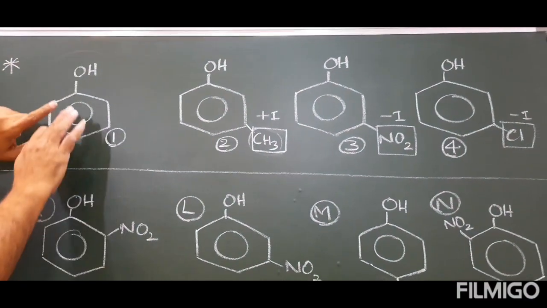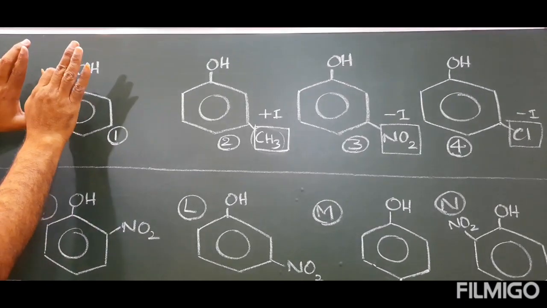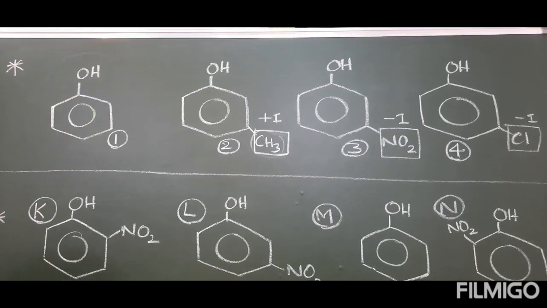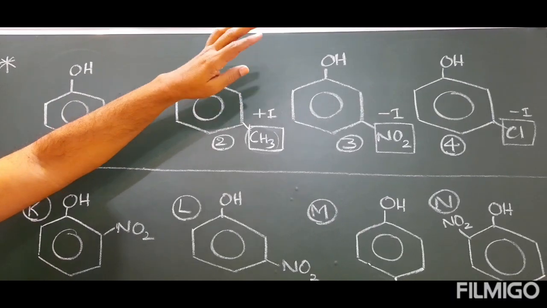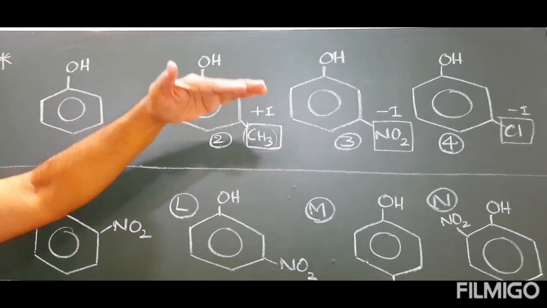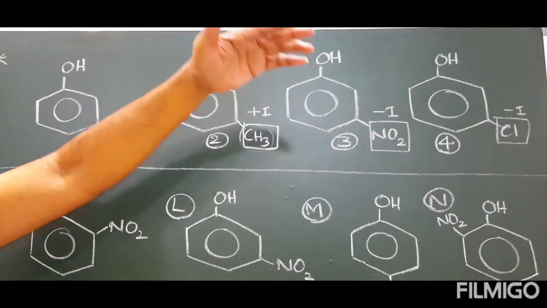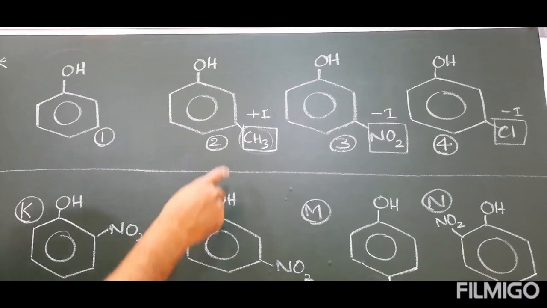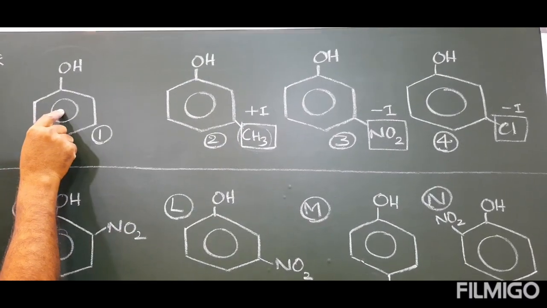Generally here there is no such group. So it is generally phenol. It is not influenced by either plus I or minus I. As per our previous discussion, plus I effect or plus M effect will decrease the acidic strength. Minus I effects will increase the acidic strength. Based on our explanation, this is the weaker acid. After that, this is the stronger acid.